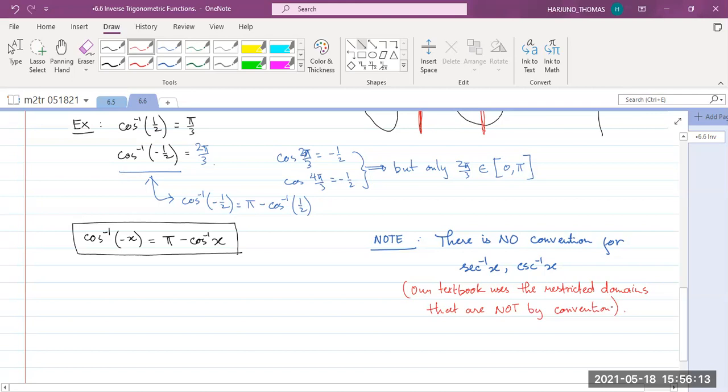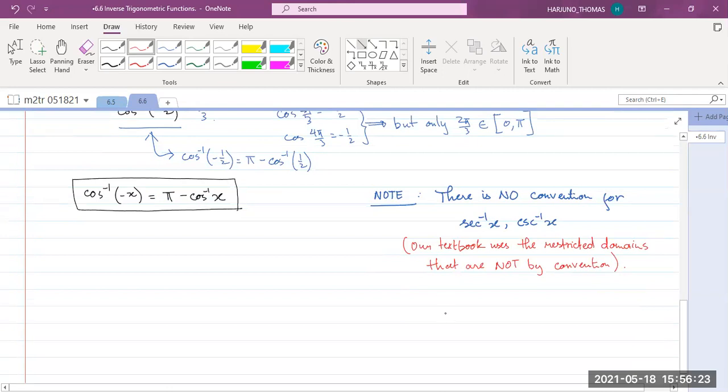Basically, there is no agreeable restricted domain for secant and cosecant. For cotangent, actually, yes, they do have a restricted domain. They have a convention for the restricted domain. Let me write it down.